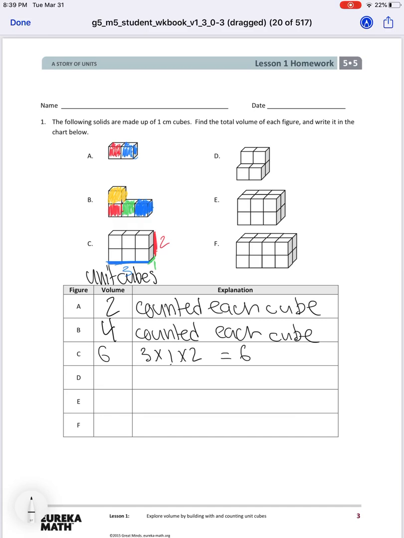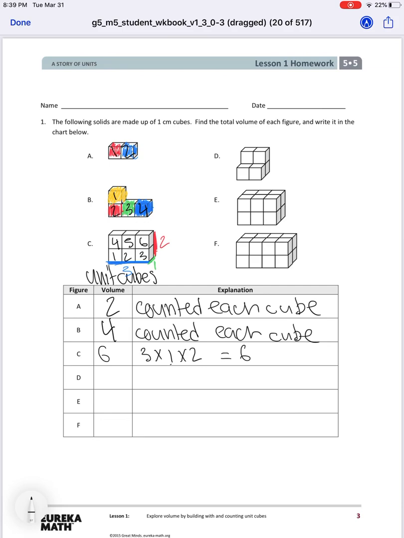Now, you could do this one another way. We could just count them. 1, 2, 3, 4, 5, 6. Just like I could have counted these. 1, 2, 3, 4, and then 1 and 2. Counting would come later, class.